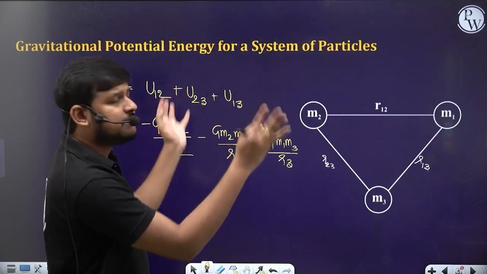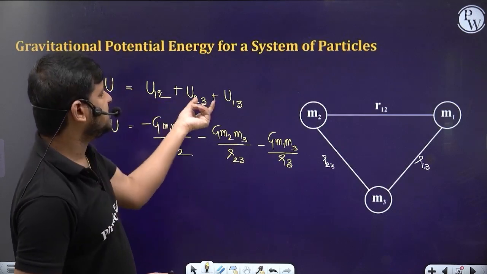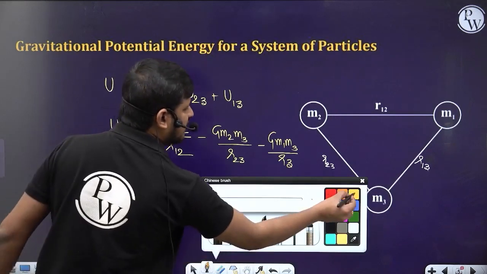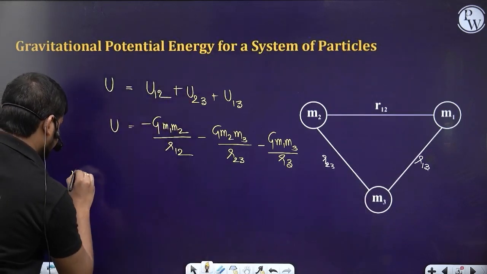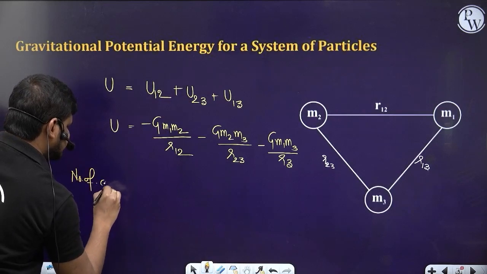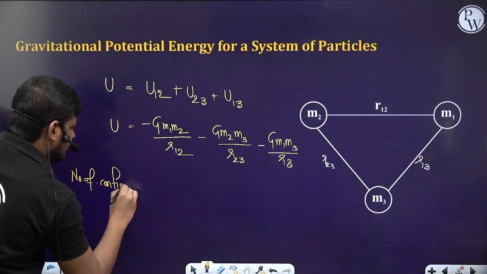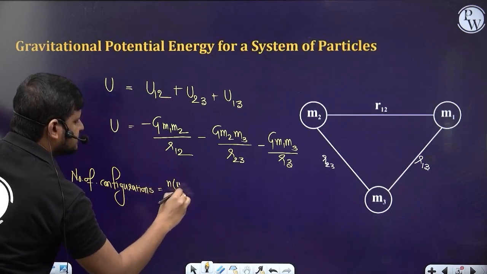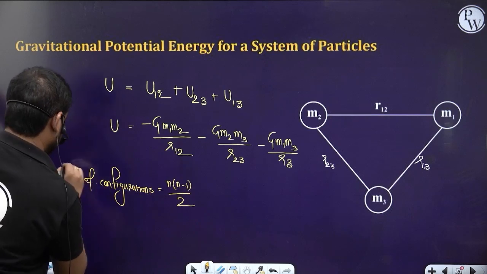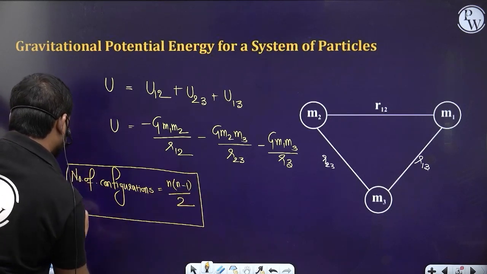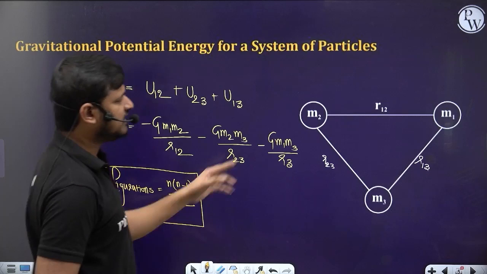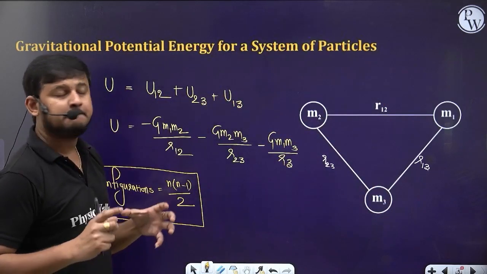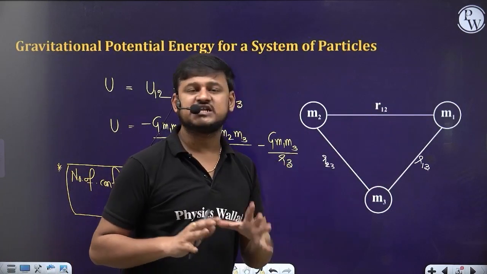But if there are n number of particles, how many potential energies do we have to add? That's called the number of configurations. You can remember this formula, guys: the number of configurations is n into n minus 1 by 2. I'll tell with the question so that you will understand better. For this one there are three masses, right? So how many potential energies do we have to add? That means between how many systems this potential energy will exist.